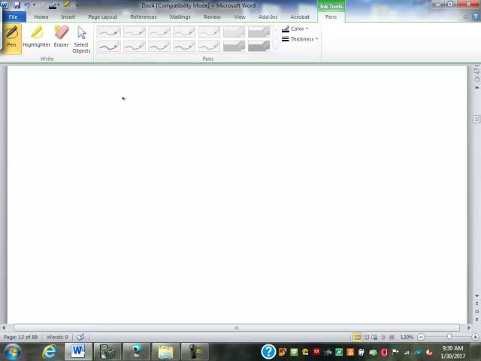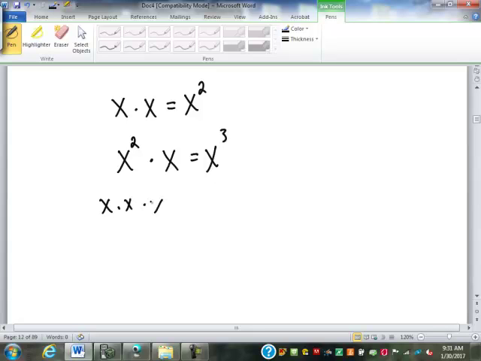We already know that x times x equals what? X squared. Anything times itself is going to be squared. What happens if we have x squared times x again? X to the third. Very good, because x squared, of course, is just x times another x, which is x to the third.